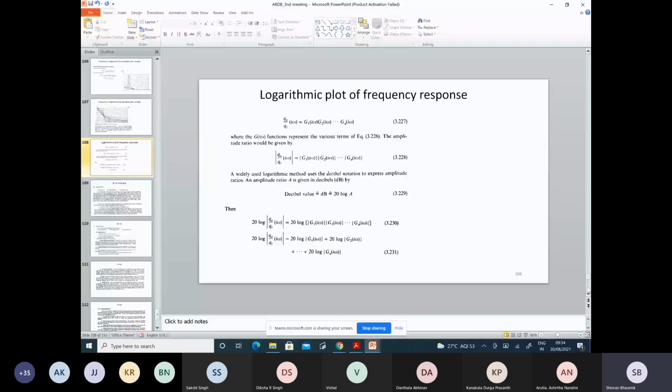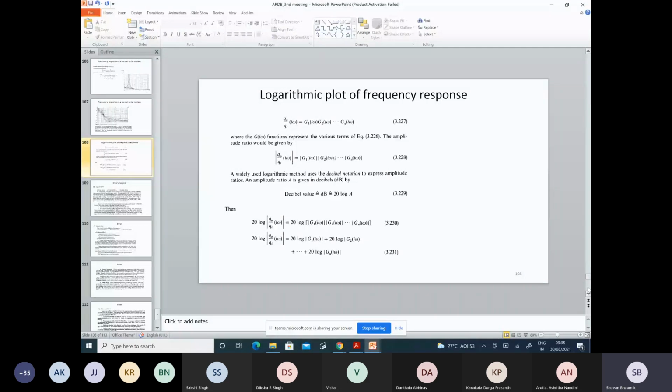Now let's think about a transfer function which has a pole. What will happen? You have to first consider the frequency at which the pole happens. For example, if a transfer function is 1 by s plus 1, where is the pole? The pole is at 1 radian per second. After 1 radian per second, the gain plot will die down with a slope of minus 20 dB per decade. Per decade means one cycle of frequency, that means 10.